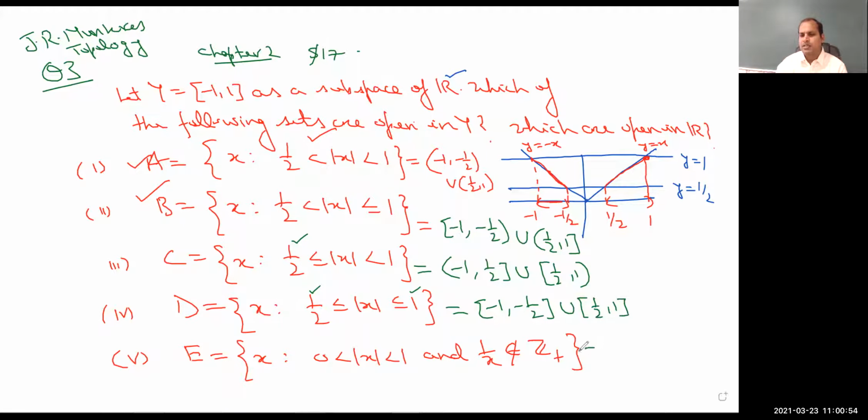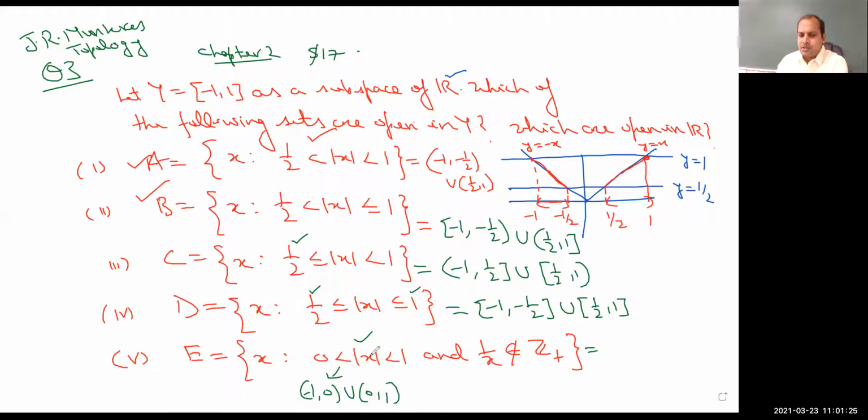And this one, on solving you will find that this set is in between 0 and 1. Here if you put y equal to 0 and y equal to 1, in between it will be from minus 1 to 0, open interval, and 0 to 1. The solution of this one will be the open interval (minus 1, 0) union (0, 1).